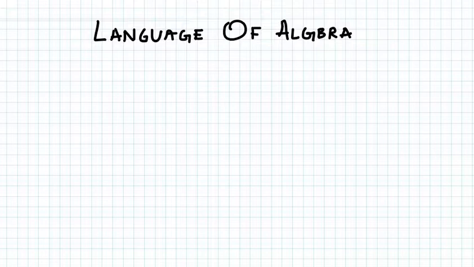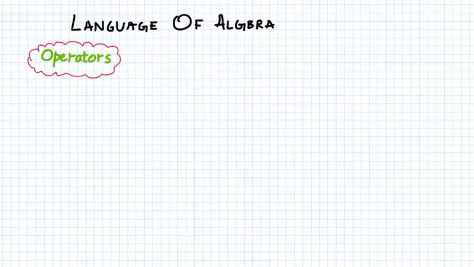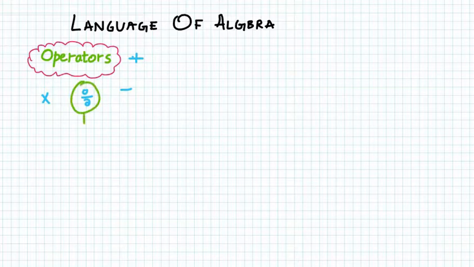So this video is about the language of algebra. So let's start off the video. Like arithmetic, in algebra also we have four operators: plus, minus, division and multiplication. Here you need to remember one very important thing. Sometimes instead of division you will find the word quotient.